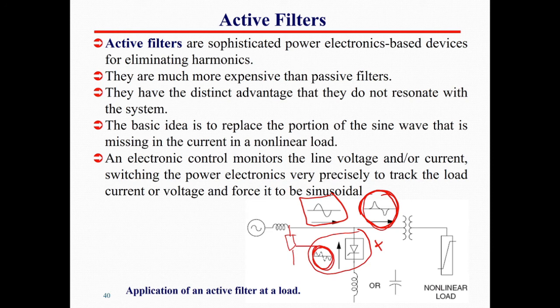So the active filters are sophisticated electronic-based devices for eliminating the harmonics. They are much more expensive compared with the passive filter. They have the distinct advantage that they don't resonate with the system, so we should have no problem with resonance. Okay, don't forget that in the passive filter we have a capacitor bank that will resonate with the system.